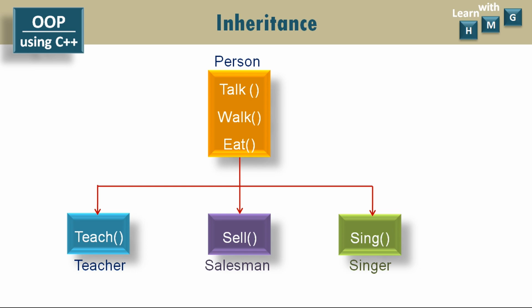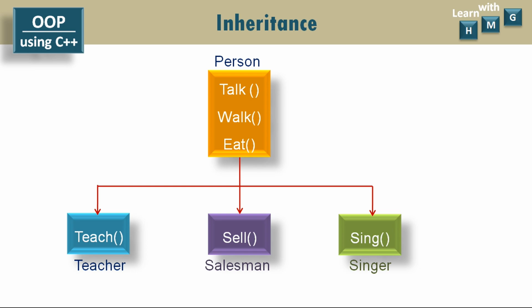Now here if you see, the repetition is avoided. The teacher class has the property teach, the salesman class has the property sell, and the singer class has the property sing. All these three classes, teacher, salesman and singer, also have the properties talk, walk, eat, which are inherited from the existing class person.